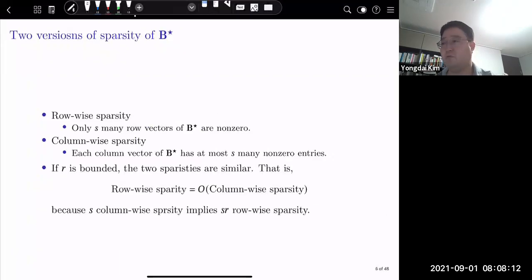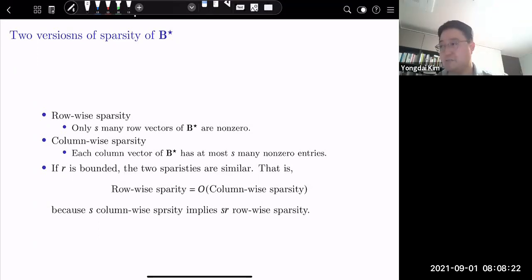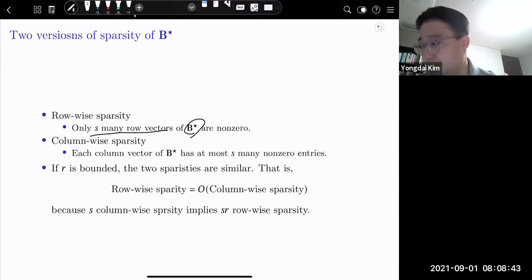Let me explain what the sparsity of the factor loading matrix is. There are two versions of the sparsity of the factor loading matrix. The first one is row-wise sparsity, which means that there are p many rows in the B star, and among the p many row vectors, only s many row vectors are non-zero vectors. In this case, we say that B star is row-wise sparse with the sparsity level s. The other definition of sparsity is column-wise sparsity, where each column vector of B star has at most s many non-zero entries.